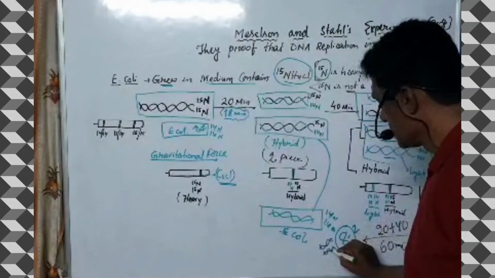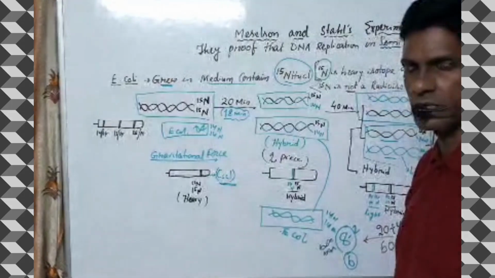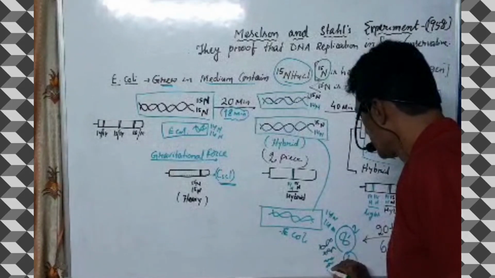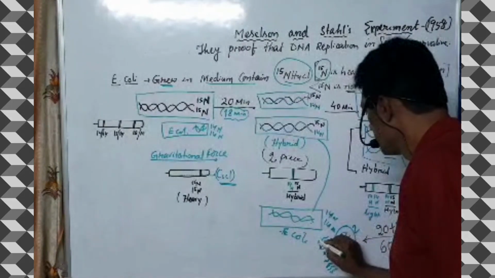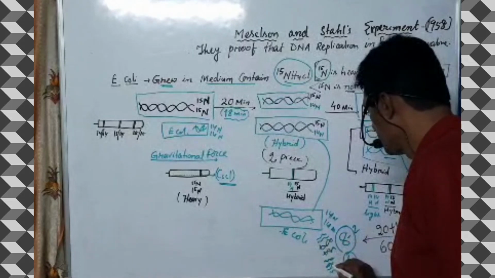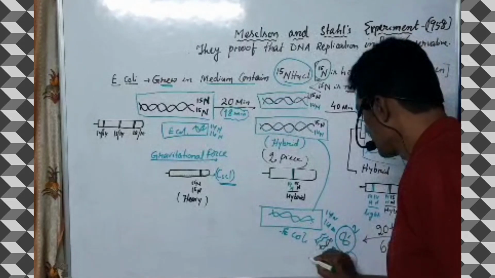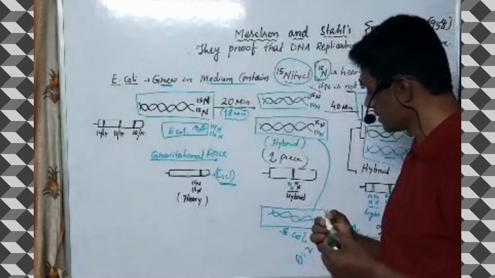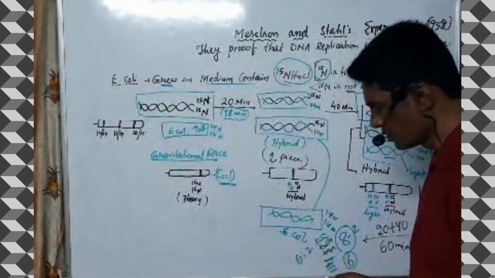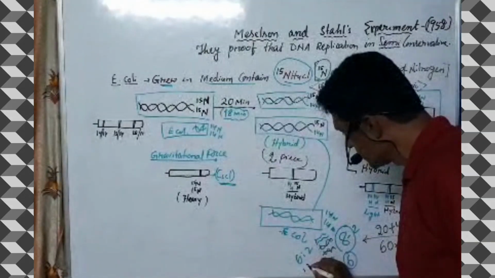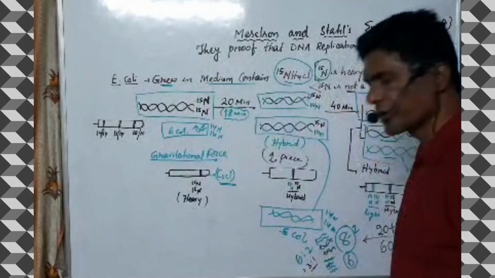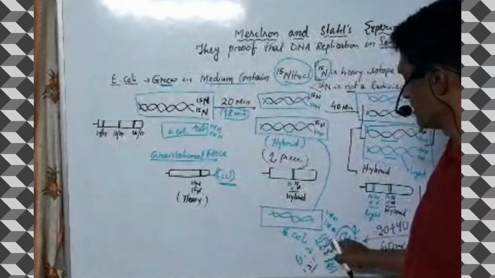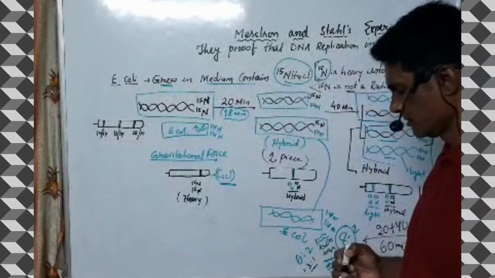So 2 hybrids you observe after 60 minutes or 1 hour, and the remaining 6 are light. 6 are light: 1, 2, 3, 4, 5, 6. Now you observe that 6 are light, and he found that 2 are hybrid. So 6 is to 2 is equal to 3 is to 1. That means the 3 is to 1 ratio he observed after 60 minutes. So at 60 minutes the hybrid will be 2 and light 6.